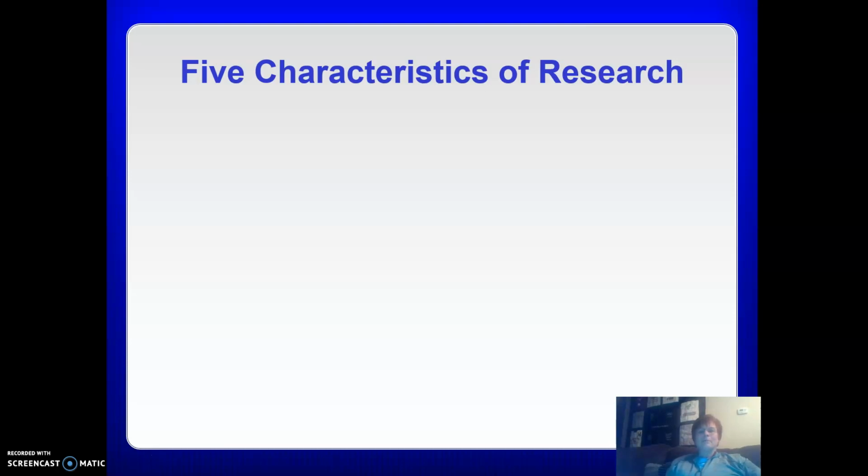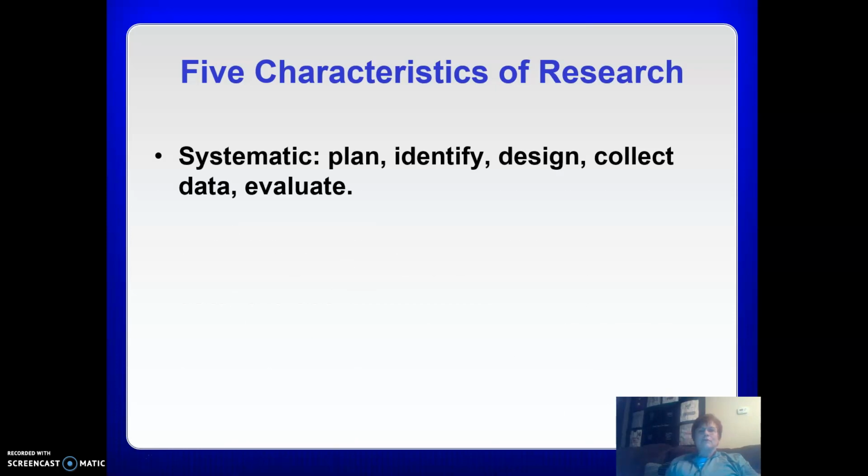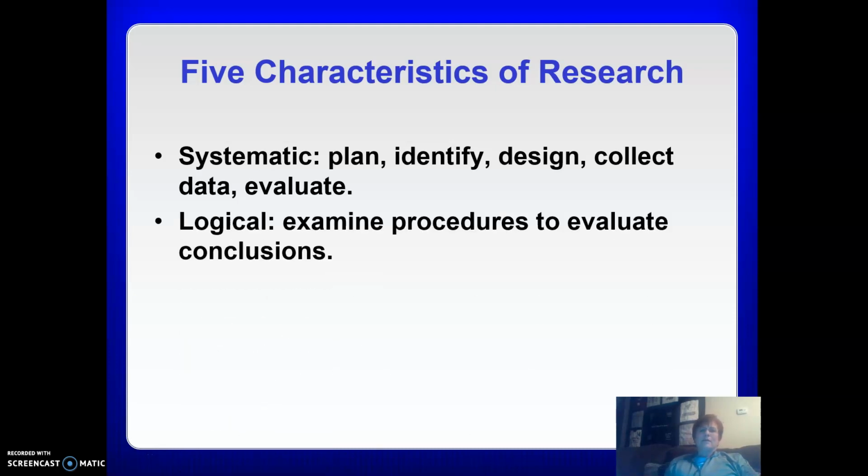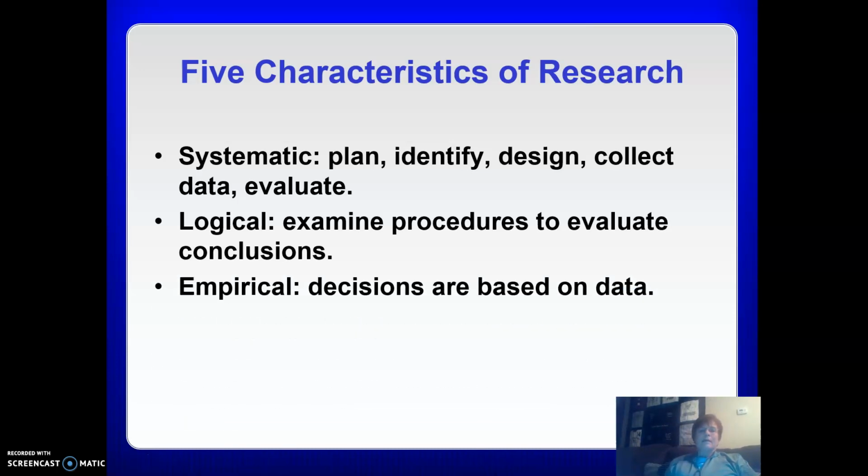First of all, when we talk about research, it is nothing more than a systematic way to solve problems. And so here are five characteristics of good research. First of all, it needs to be systematic. That means that you're planning, identifying, designing, collecting data, and evaluating in a very systematic way, as well as logical. You're going to examine the procedures in order to evaluate what conclusions you come up with. It should be empirical, and that just means that you're basing your decisions and your conclusions on the data. What does the data say?